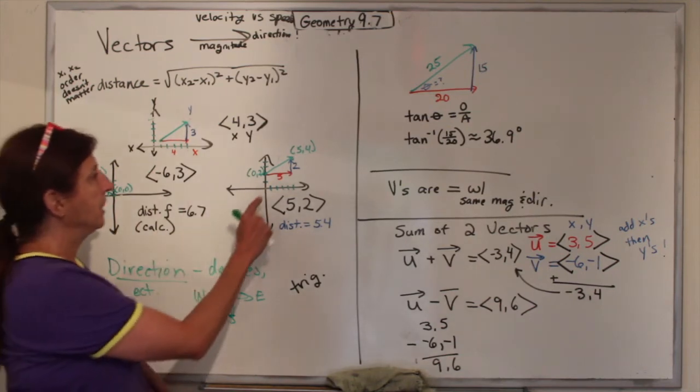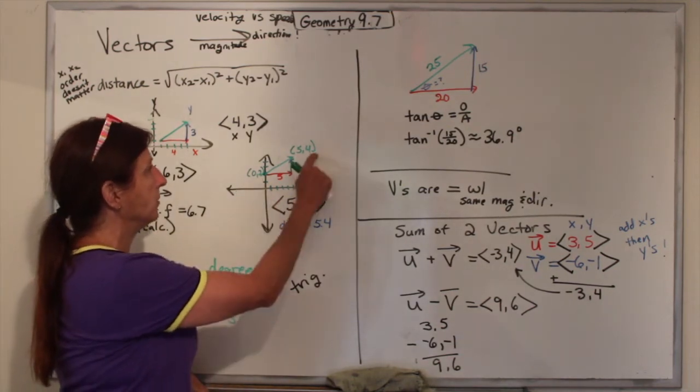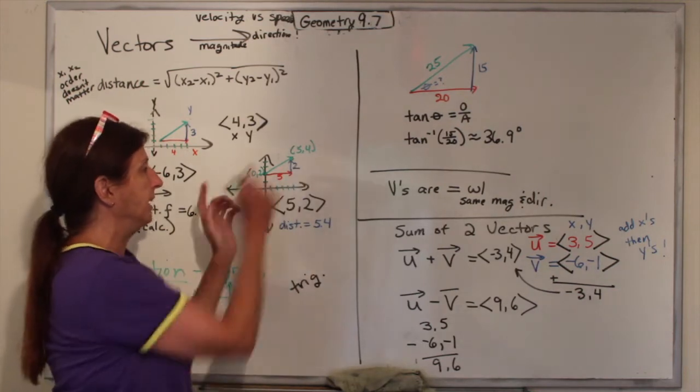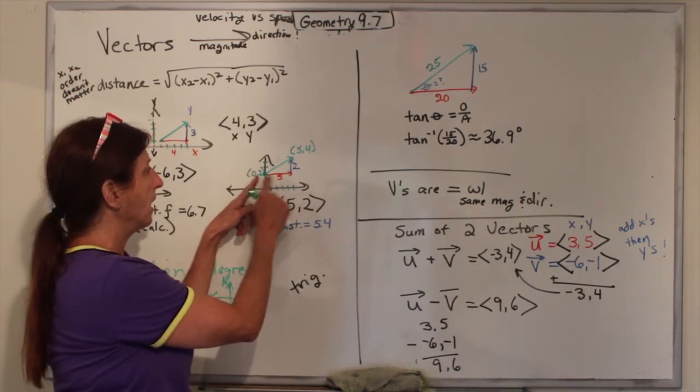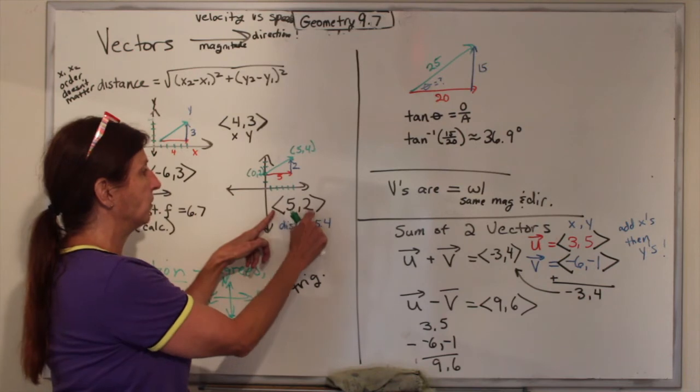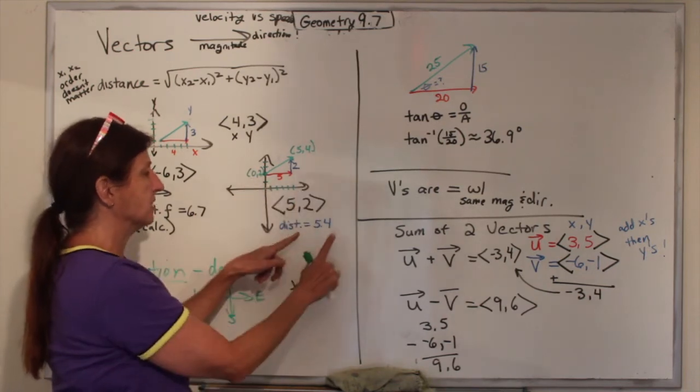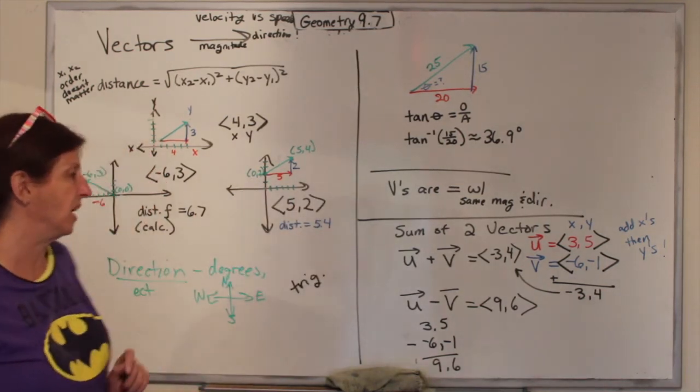Here's another one. This one started at 0, 2 and ended at 5, 4, the green line. So it went over 5, up 2, over 5, up 2. I used the distance formula and got the distance as 5.4.